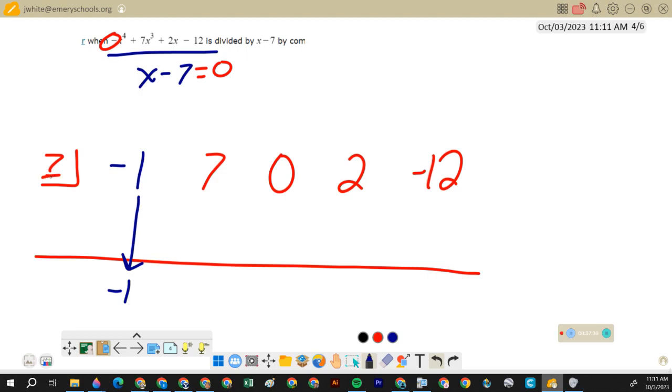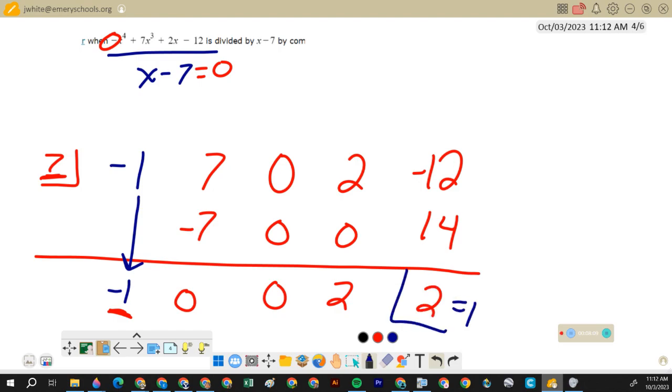So we're going to take 7 times negative 1 is negative 7. And now we add. 7 plus negative 7 is 0. 7 times 0 is 0. Oh, this is a dumb one, but whatever. And then we add. 0 plus 0 is 0. 7 times 0 is 0. 2 plus 0 is 2. 7 times 2 is 14. Negative 12 plus 14 is 2. And that is my remainder.